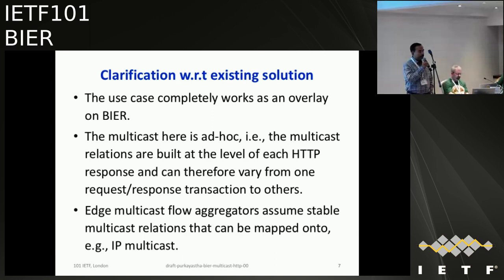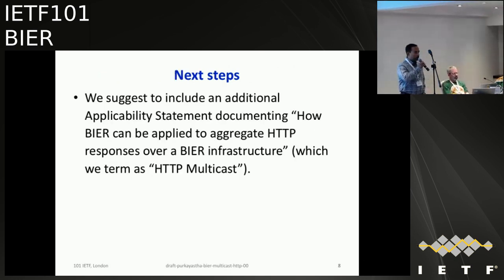Next slide, please. So with respect to existing solutions, just to clarify, this is completely an overlay solution over beer. And this is more of an ad hoc multicast. That is, the multicast relationships are built at the level of each HTTP response and therefore can vary from request response transaction to transaction. Whereas edge multicast flow aggregators assume a stable multicast relation, and that can be mapped into IP multicast. Next slide, please.